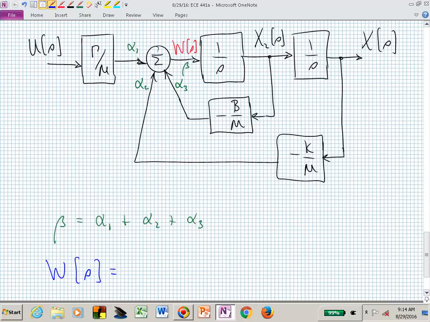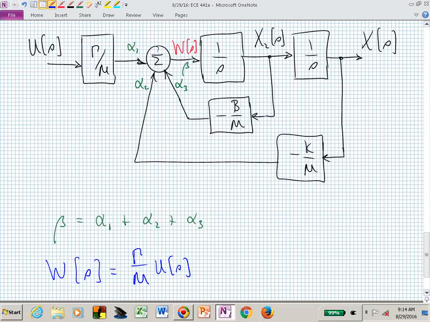Alpha 1 is a signal, and that's made up by really filtering or scaling the signal coming into that block. And in this case, it's just a gain, gamma over m, which adjusts the level of U of S to generate alpha 1. Alpha 1 is simply gamma over m U of S.